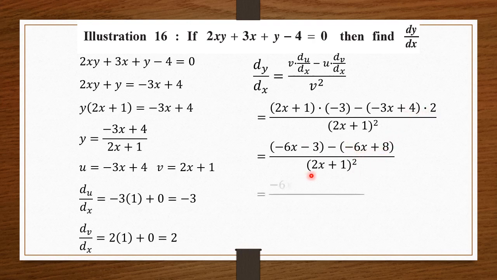Okay, so next I will open the brackets: negative 6x minus 3, negative negative positive 6x, and negative positive negative 8. So positive 6x and negative 6x will be cancelled, negative 8 and negative 3 will make it negative 11, and the division will be as it is, that is 2x plus 1 the whole square. So this will be the answer. Copy it down in your notebooks, pause the video, and once you are done, move forward to the next illustration.